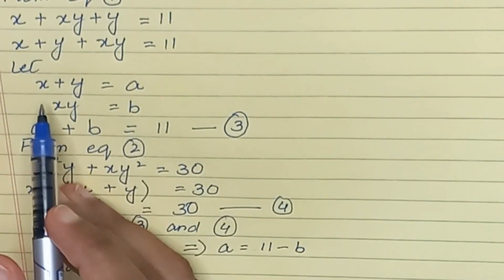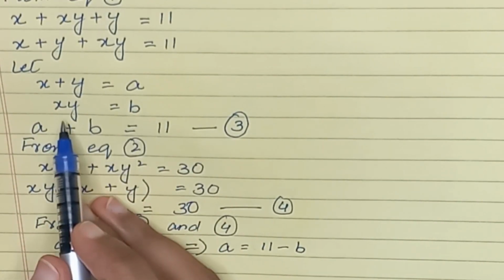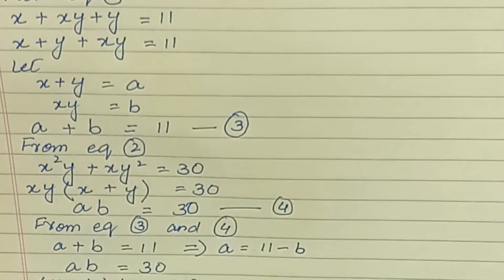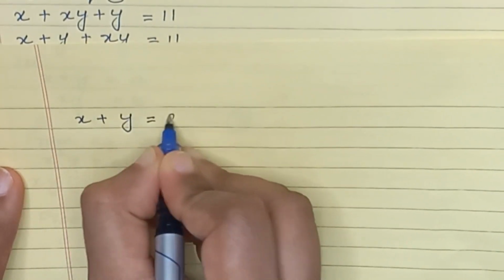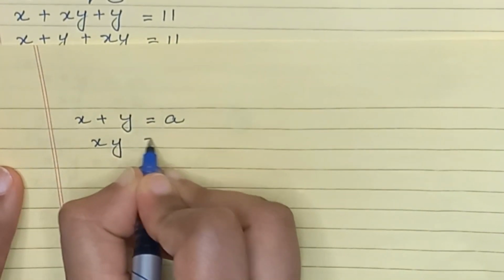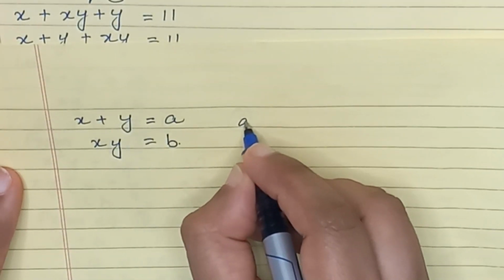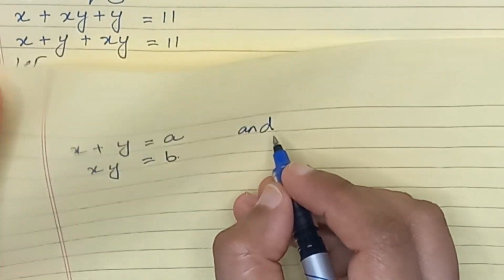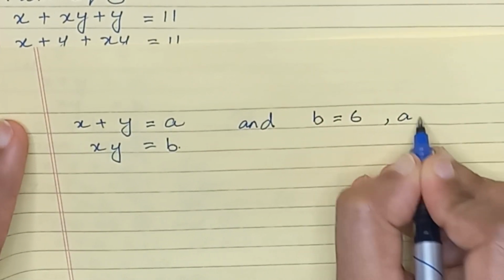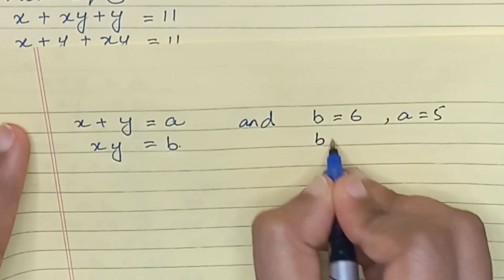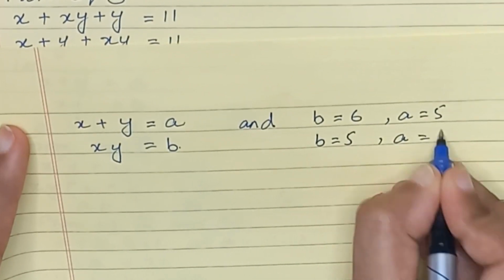But a is equal to x plus y and b is equal to xy. So here we have cases: x plus y is equal to a and xy is equal to b, and when the value of b is 6 then a is 5, and when the value of b is 5, a is 6.